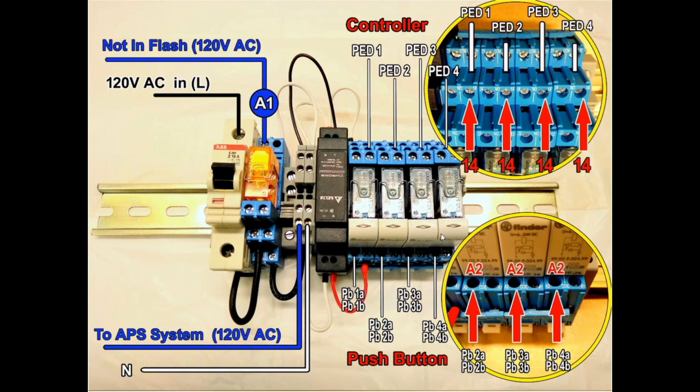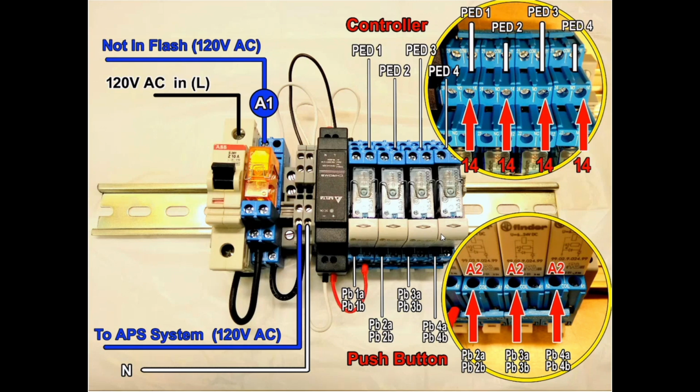We have a signal which is called not in flash. So that means when the system goes into flash mode, that 120 volts goes away. So this enables the system via a relay contact. Not in flash is there because we're trying to serve various kinds of traffic controllers, and we don't know for sure what signals are available. Bottom line is that our system needs to go dead when the intersection goes into flash mode.